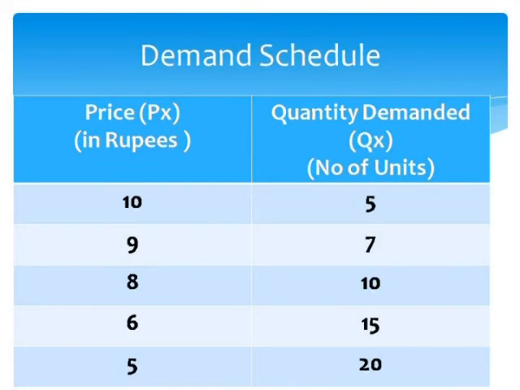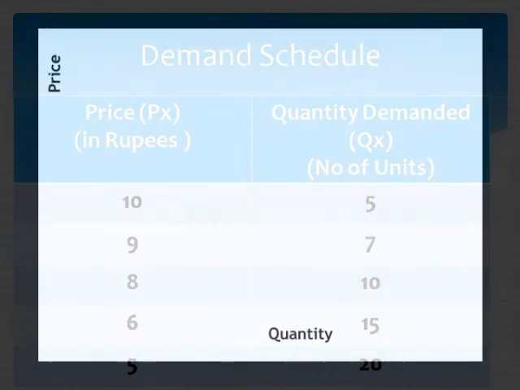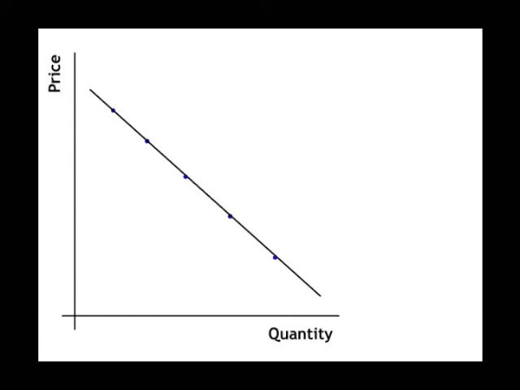The demand schedule can be converted into a demand curve. The vertical axis represents price and the horizontal axis measures quantity. When the price is rupees 10, the corresponding quantity of the commodity is 5 units. For every price, there will be a corresponding quantity. We can get a curve by joining all points. The curve is known as the demand curve.